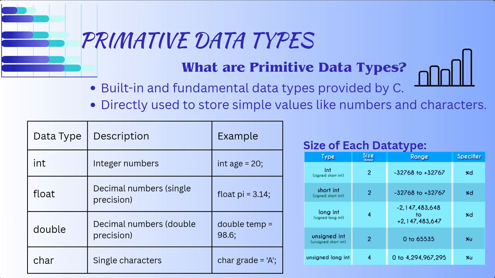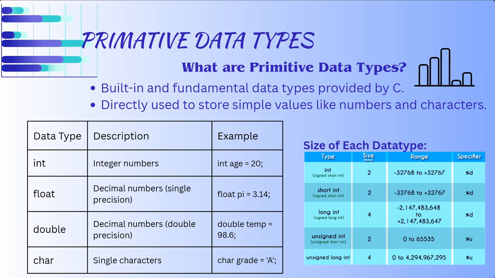Now we have primitive data types. What are primitive data types? Primitive data types are the built-in or fundamental data types provided by C. These are already defined in C. We just need to take them and use them in our program, and they already have a meaning. Everything is given. We don't have to make them.